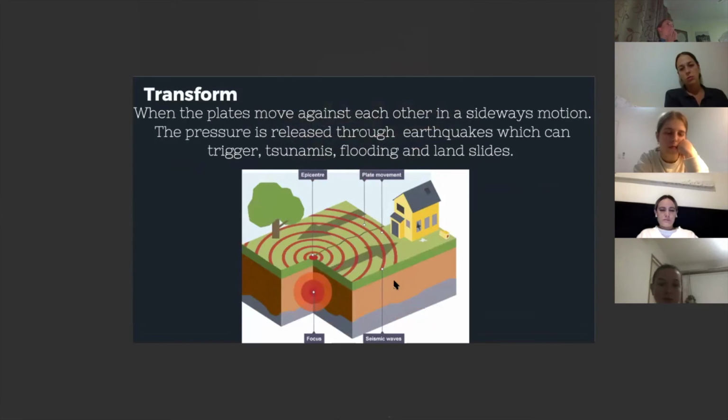So the next one is the transform boundary. That's when the plates move against each other in a sideways motion. The pressure is released through earthquakes, which can cause tsunamis, flooding, or landslides. That's sort of a diagram of how that would work. And then Monet has some more information on that.